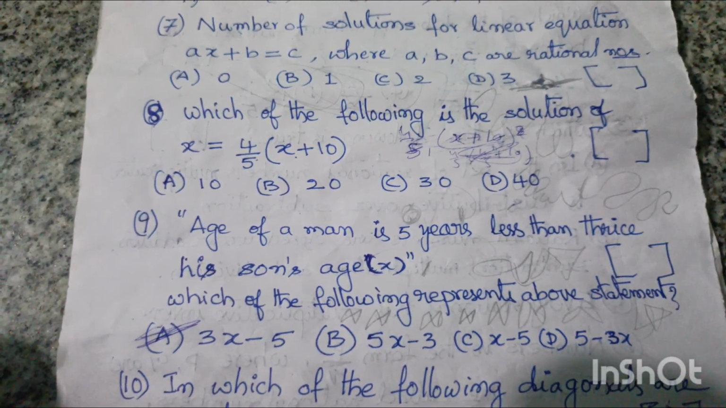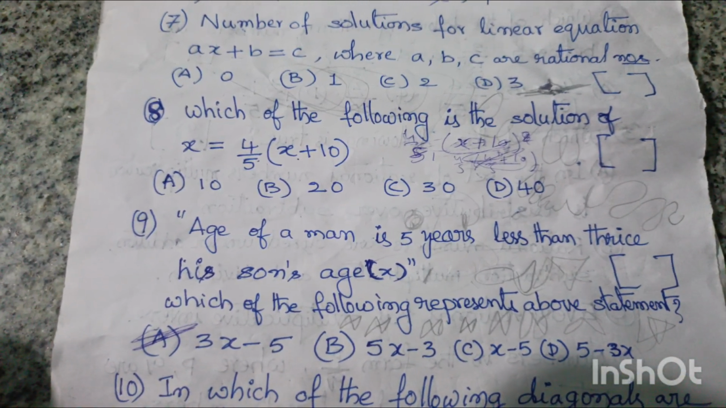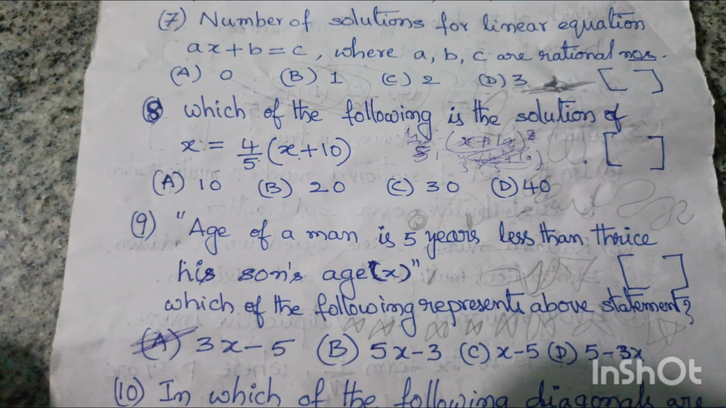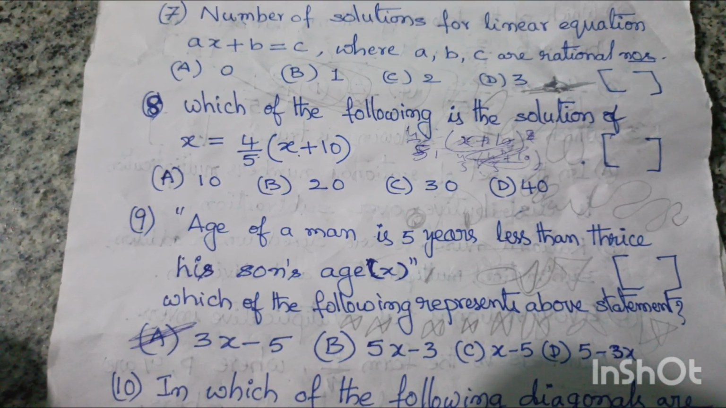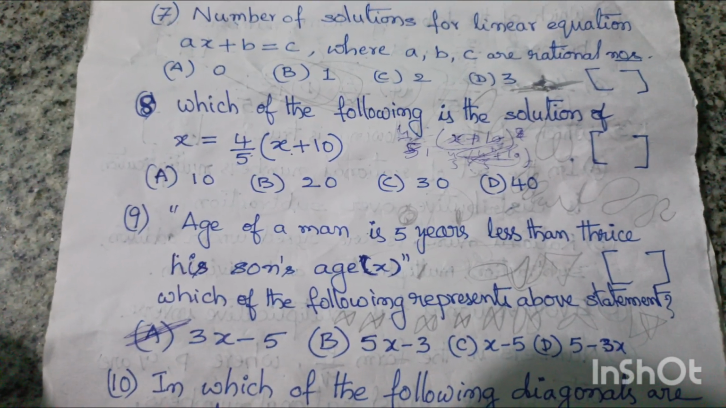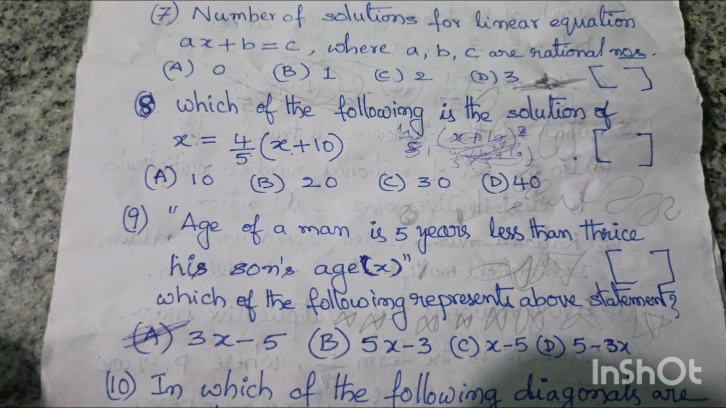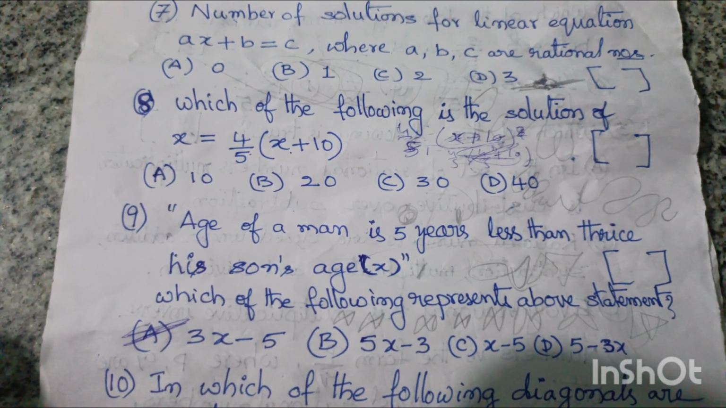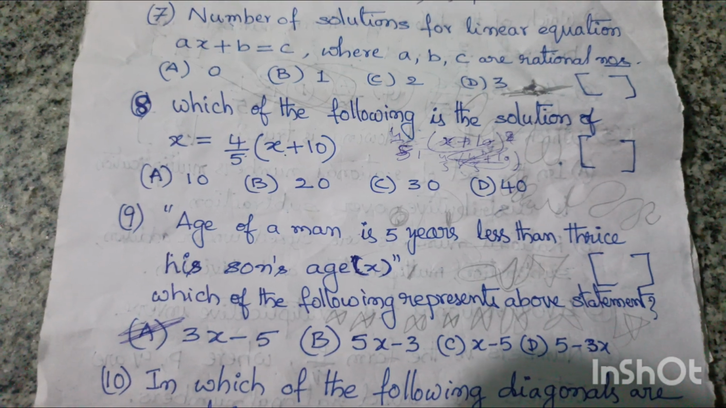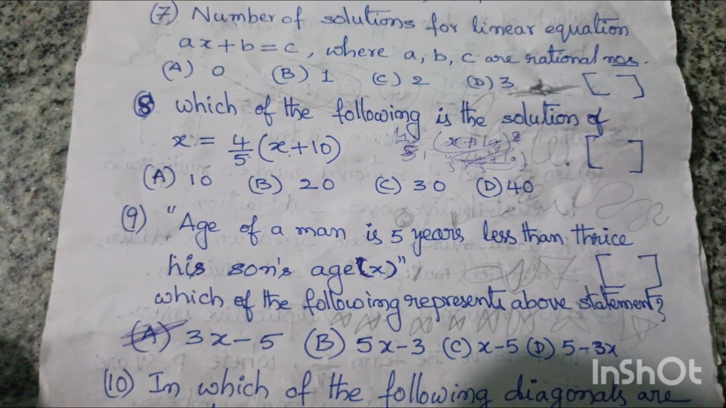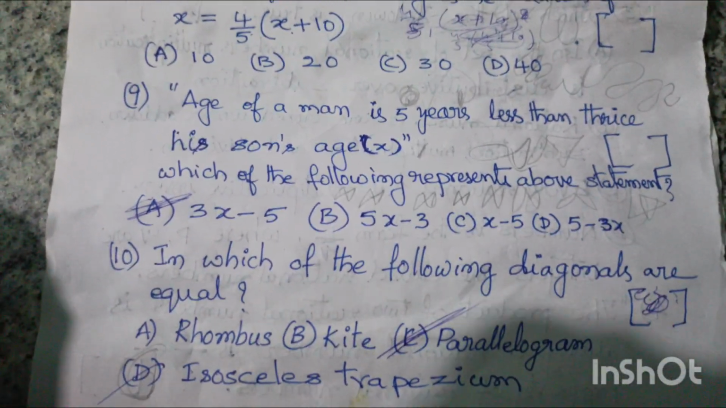So for this also, you send this 5 to transpose to left hand side. That becomes 5x is equal to 4x plus 40. Then 4x transpose to left hand side. 5x minus 4x is equal to 40. That means x is equal to 40. So option D is the right answer.